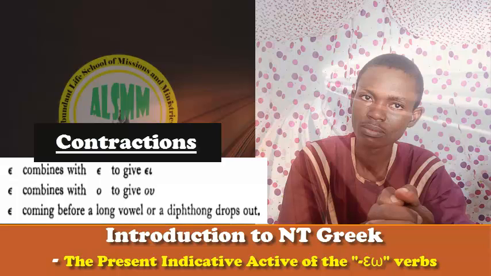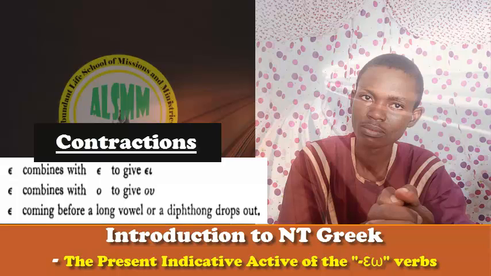So when epsilon combines with epsilon, that will give a. When epsilon combines with omicron, that will give u. Omicron epsilon. So epsilon coming before a long vowel or a diphthong drops out.